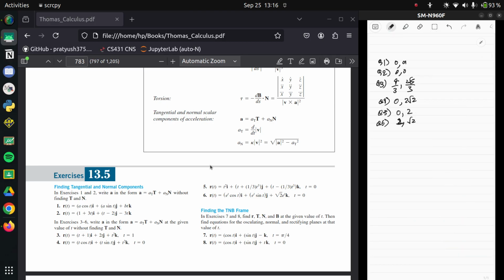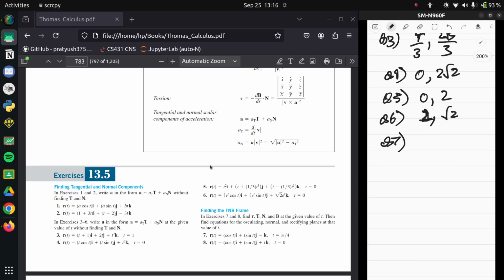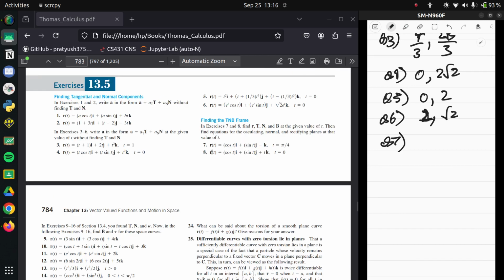Next, the main concern is, I'm not sure if I'm doing the correct thing, but anyway, finding the T and B frame in exercises, so when you find r, T and B given a value of t, then find the equations for the osculating, normal and rectifying planes at the value of t. Okay, so r of t is cosine whatever, so I just want to find, okay, so r we already have, the T thing we can figure out, and we can figure out B as well for the value of t, then find the equations for the osculating, normal and rectifying planes of the curve. Okay, it shouldn't be so hard, so let's do this.